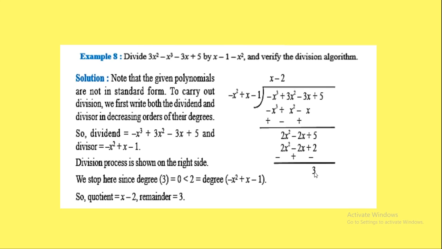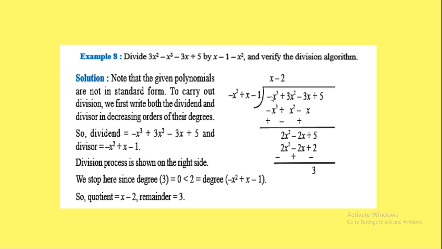Now the degree of this 3 is less than the degree of x in the divisor polynomial. Here the degree will be x raised to 0, that is, there is no x term, so we can take it as x raised to 0. The degree is 0, while here the degree is 2, so we can stop at this stage. The division stops here, and we have the quotient, the divisor, and the remainder.